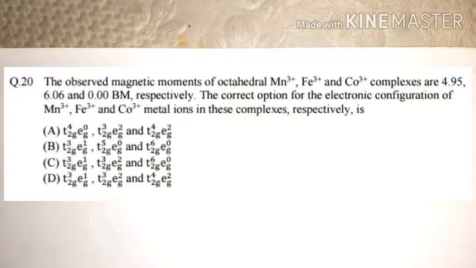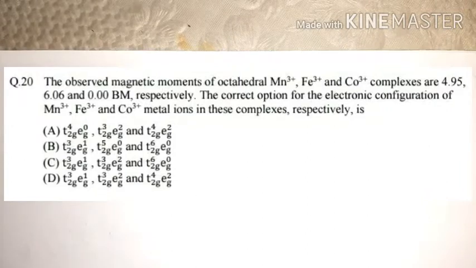Now we can move towards our next question, and see it says the observed magnetic moments of octahedral Mn3 plus, Fe3 plus and Co3 plus complexes are 4.94, 6.06 and 0.00 Bohr magneton respectively. The correct option for the electronic configuration of Mn3 plus, Fe3 plus and Co3 plus metal ions in these complexes respectively are, okay, and we have four options friends, A, B, C and D. Okay, so let's do the solution of this question.